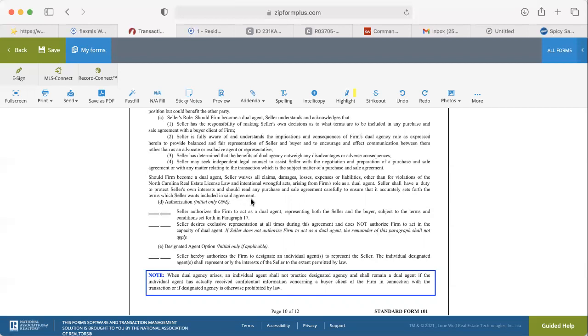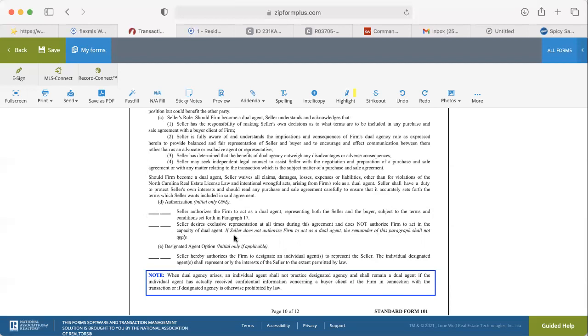So if you are acting as a dual agent in this transaction, the seller is basically representing themselves with regard to looking out for their best interest. You have just become a facilitator of this transaction. And this is where they would initial.